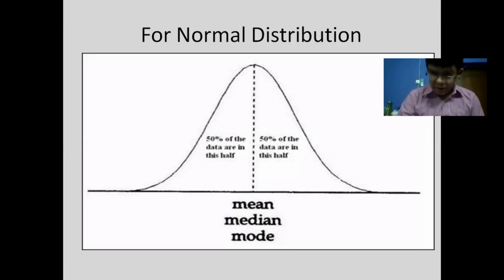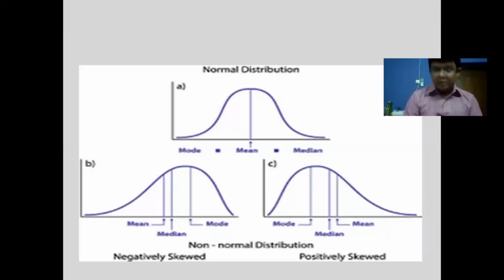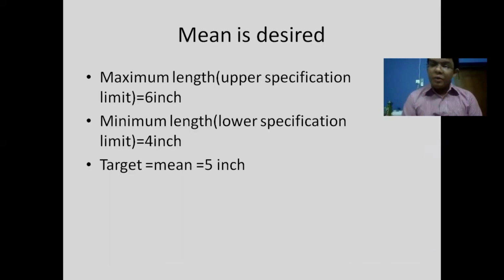Okay, I will show you a non-normal distribution, so you can understand more clearly. This is a non-normal distribution. You see here mean, median, mode are different numbers, and this non-normal distribution curve is a non-symmetrical curve. It means the left side and the right side are not similar in shape. Okay. Now I will tell you why we need the mean or average value.